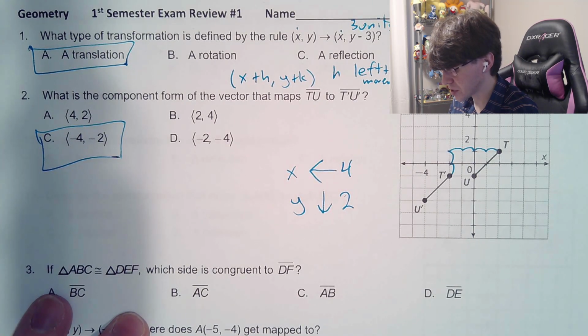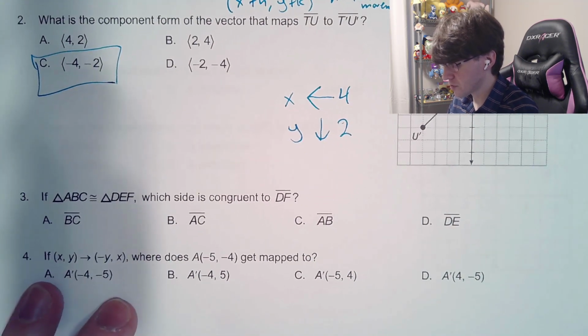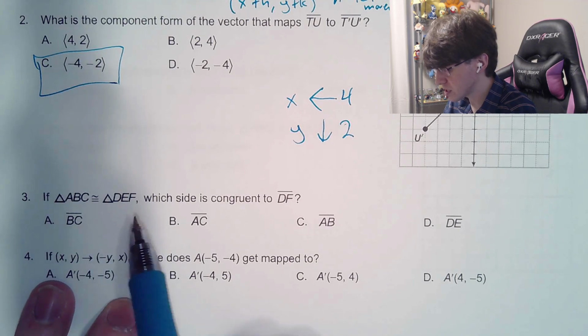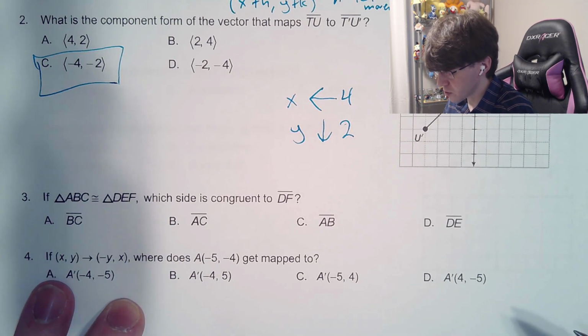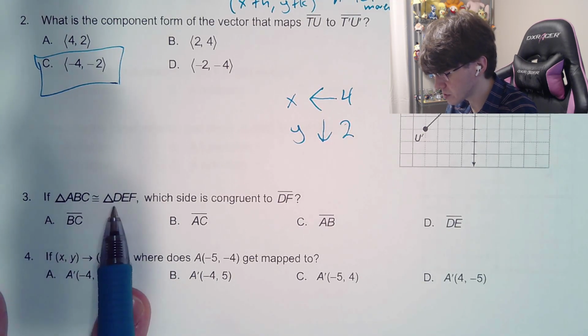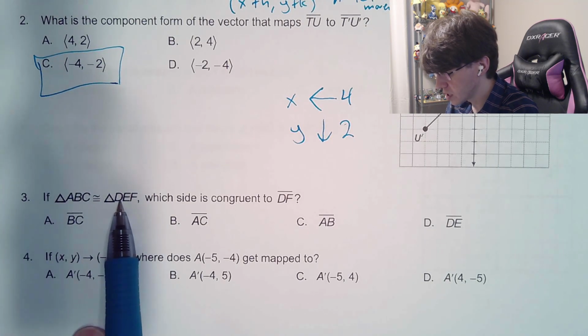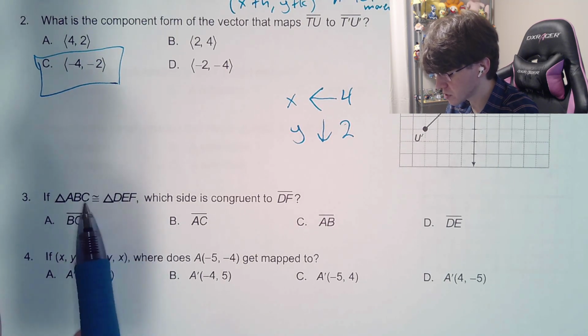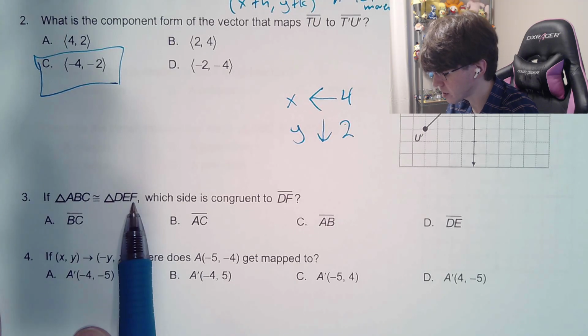Next one, question number 3. For this one here, if our triangle ABC is congruent to DEF, the main idea when you're writing these congruency symbols is the position. So this is position 1, so A is the same as position 1 here, which is D. Then position 2 is the same as E. Position 3, same as letter F.